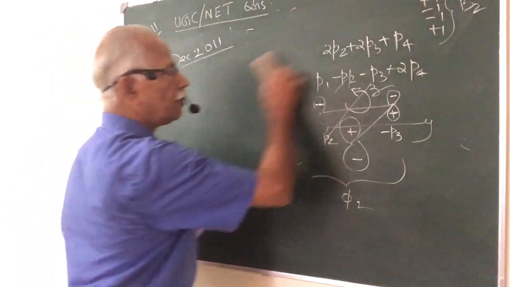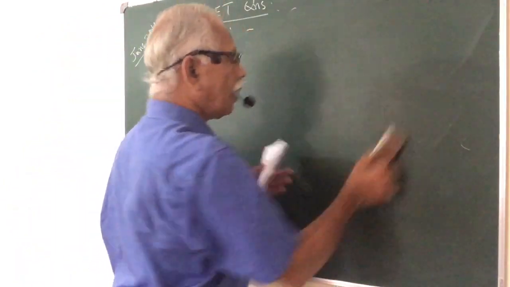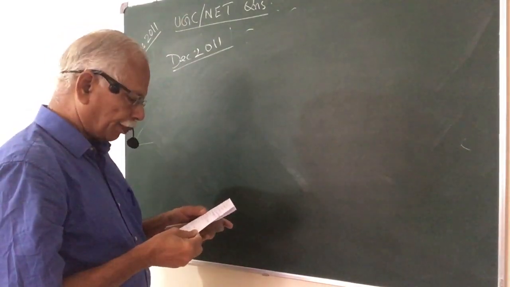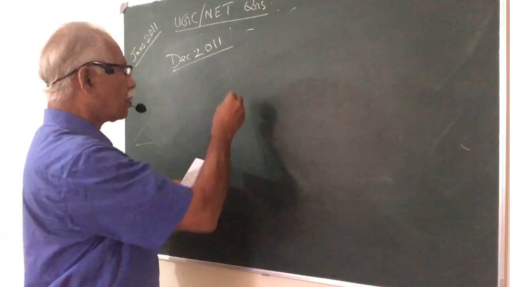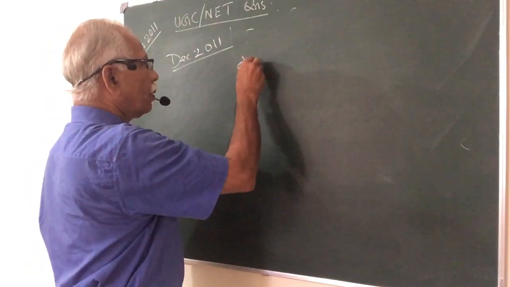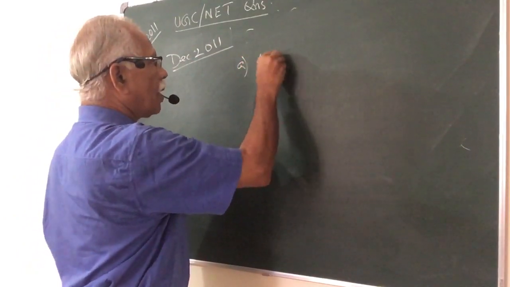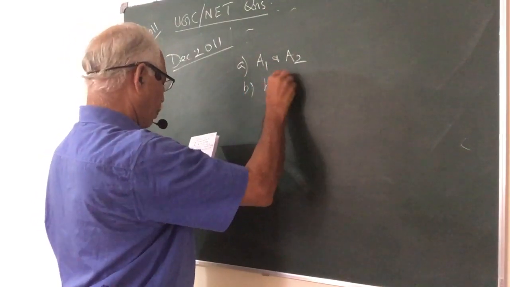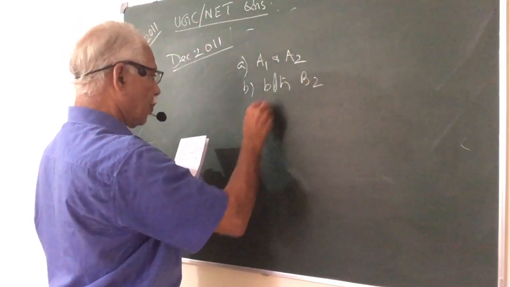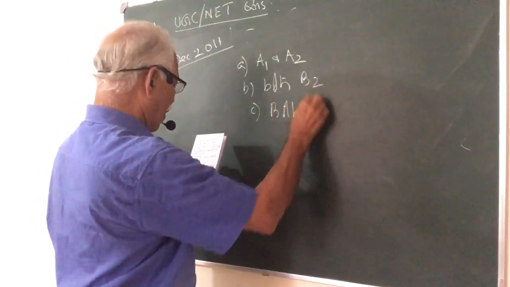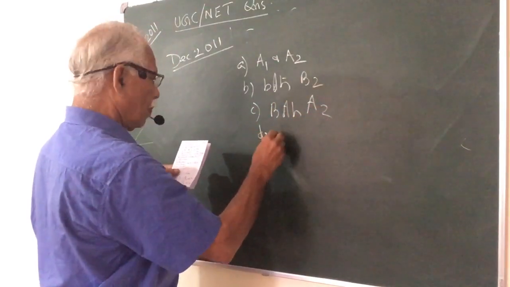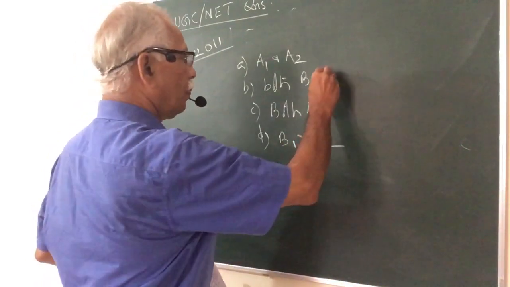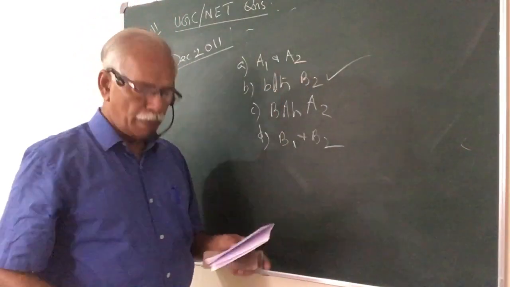B2 type symmetry. I think I forgot to mention the options. Options are like this. A, phi 1 and phi 2 are A1 and A2 respectively. B, both B2. C, both A2. D, B1 and B2 respectively. We proved that both belong to B2.